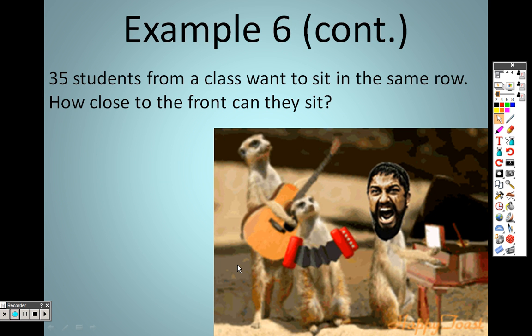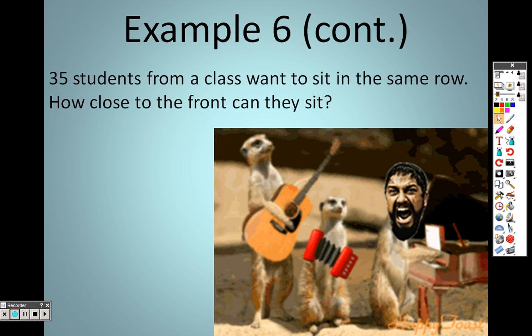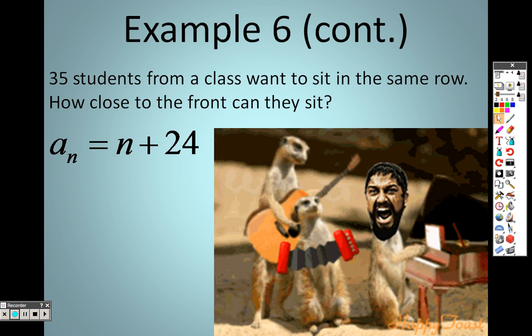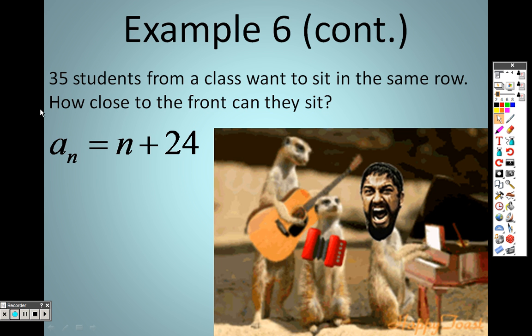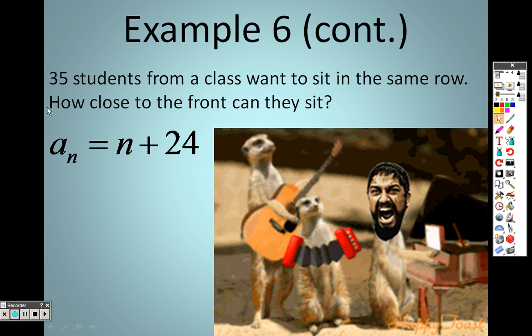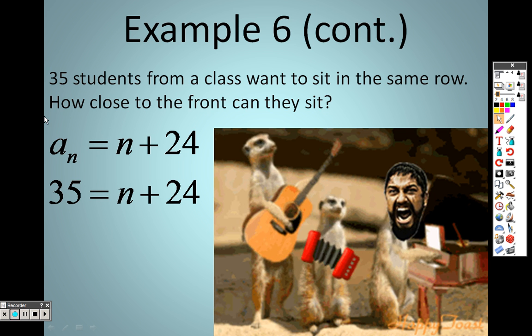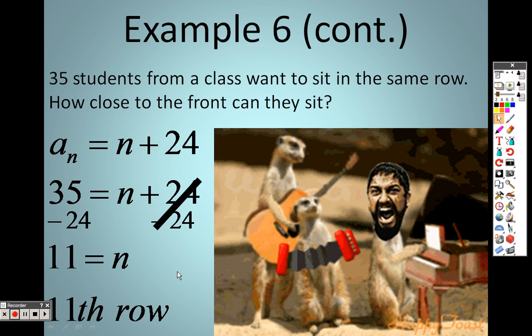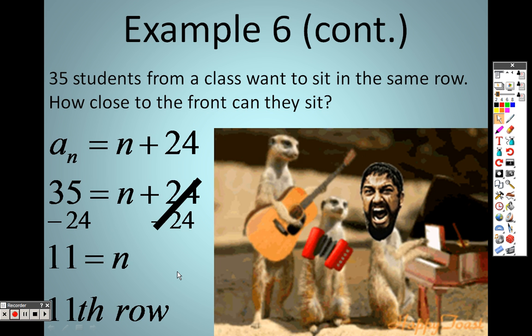But example 6 says I want 35 students from a class and they all want to sit in the same row. So how can I fit them all in the same row? Well, here's what I need to do. I need 35 seats total in that row, so I put a 35 in for a sub n, and I solve that to find out it'll all work out for you if they sit in the 11th row.